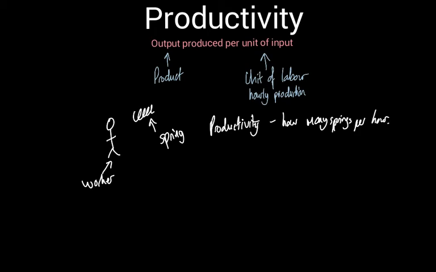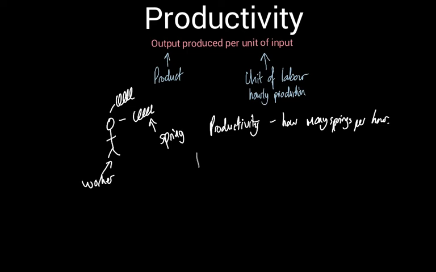So let's think. We've got our worker here who's producing our springs. Let's say at the moment our worker can produce 2 springs per hour. That's our current productivity. So in 1 hour, this worker can produce 2 springs. So what can we do to improve the productivity of this worker? How can we enable this worker to produce more than 2 springs in an hour? Well, there's 2, perhaps 3 main ways that we can go about doing this.